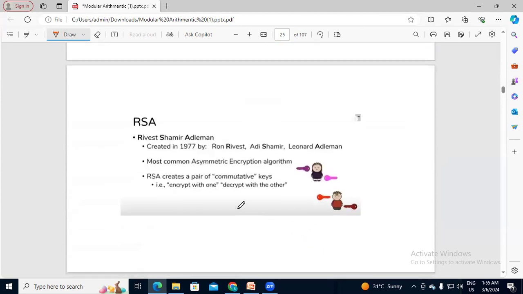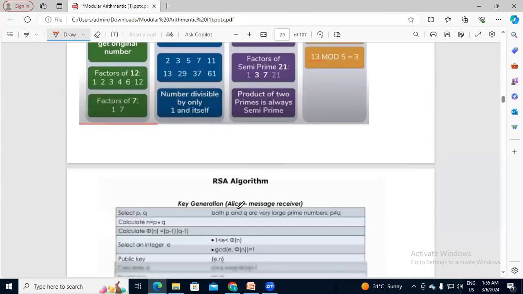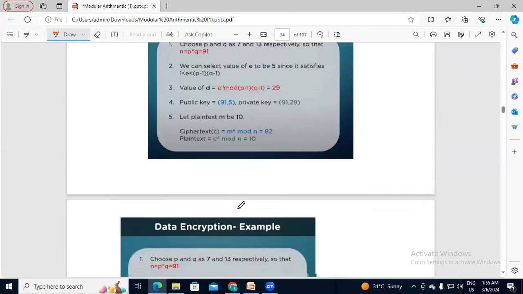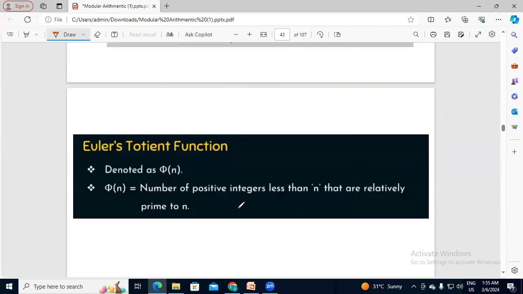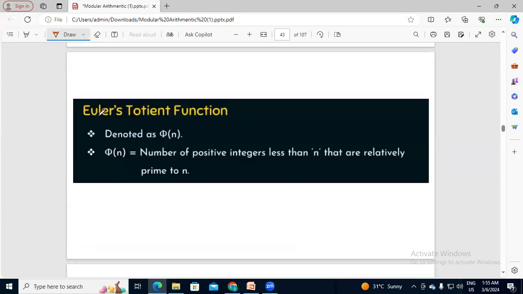Before discussing RSA, one more concept I'll discuss, and again I'll come to the RSA. That is, the concept is nothing but Euler's totient function. Euler's totient function is denoted by the symbol phi of n, and what does it indicate? The number of positive integers less than n that are relatively prime to n.